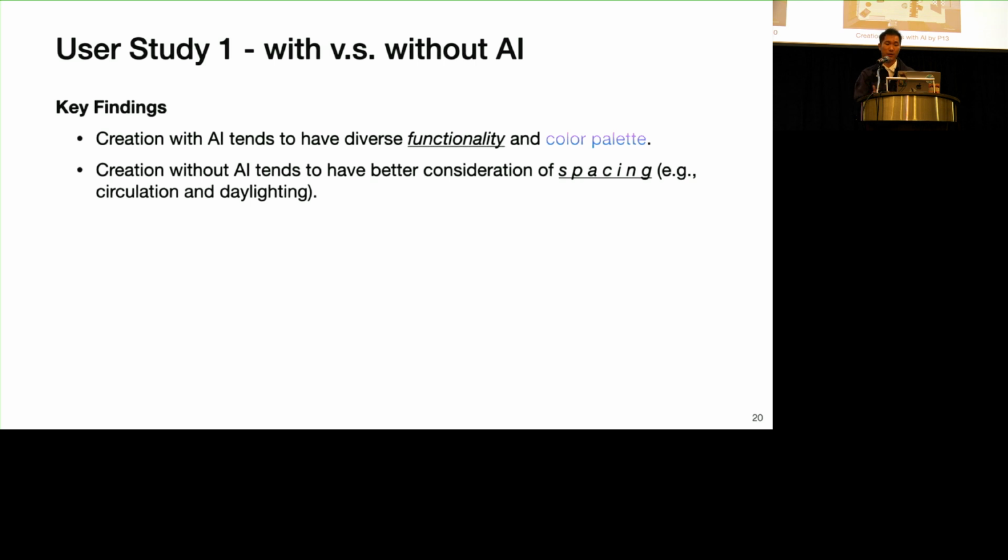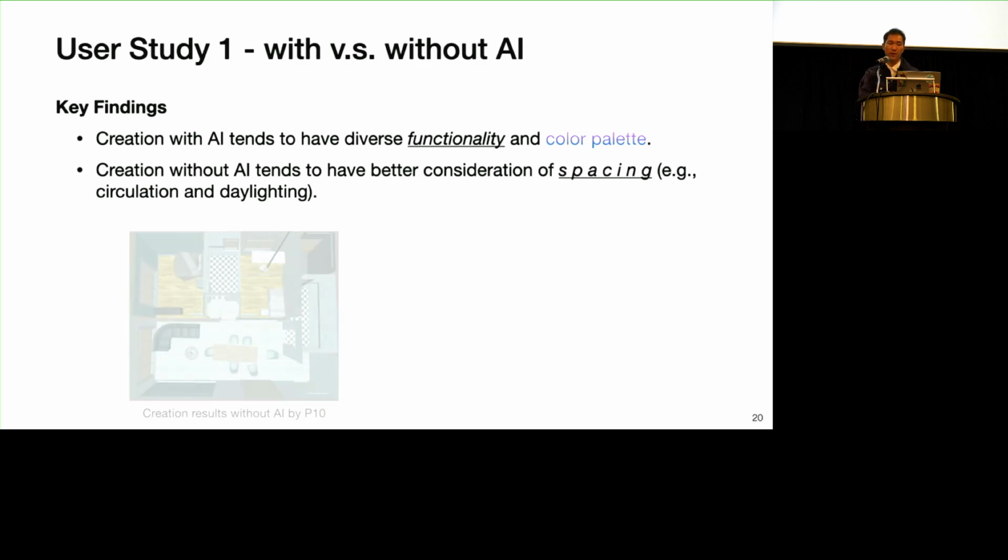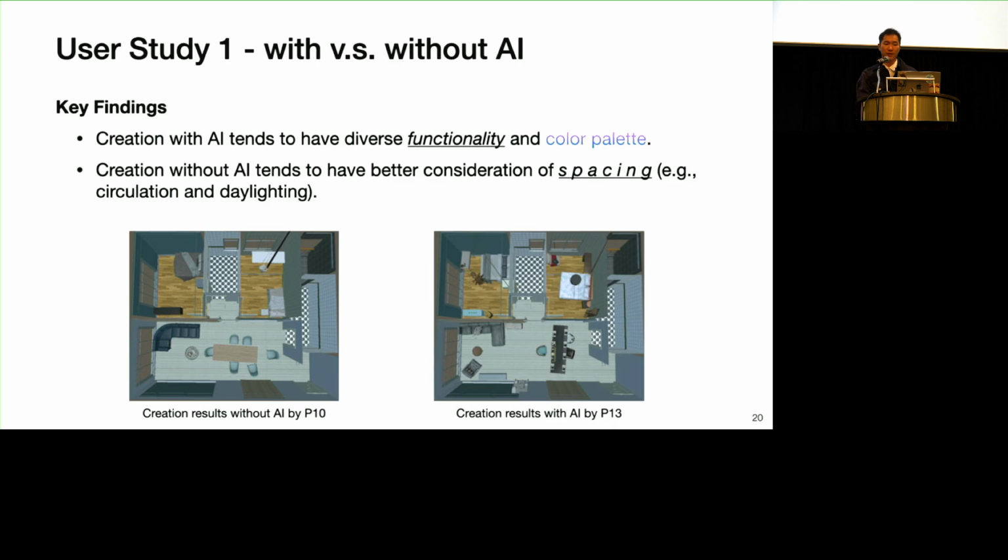We have a lot of interesting findings. One of the key findings is that when creating with AI, people tend to have more diverse functionalities and color palettes. For example, functionality relates to what this room can actually do. If you look at a room created with AI, it has more functionalities, let's say a sofa for seating, a desk for working, and a cabinet for storage, versus creation without AI, where people tend to have fewer items, and that's for sure.